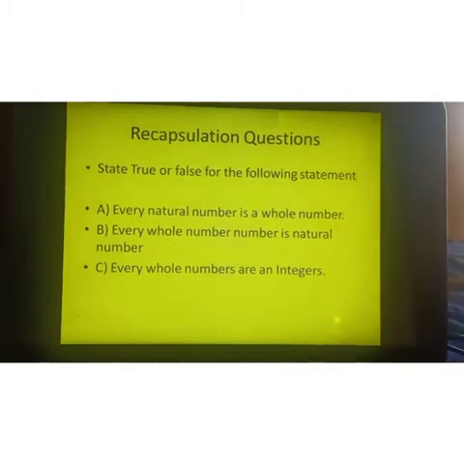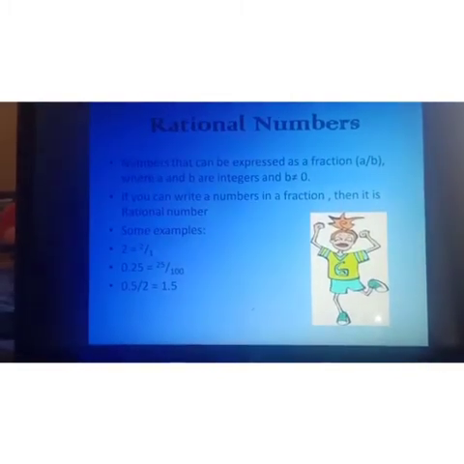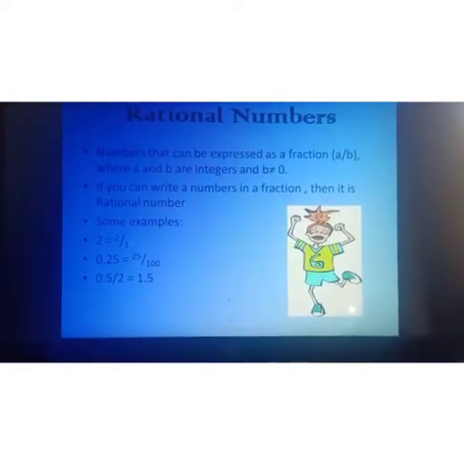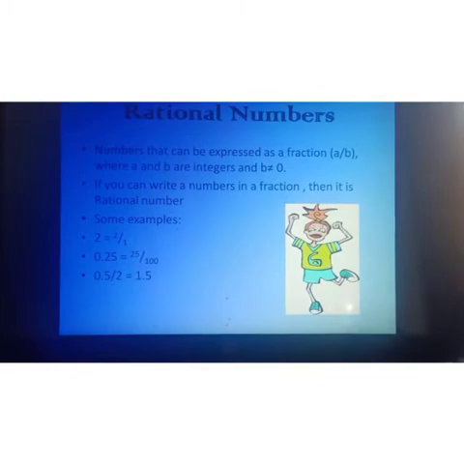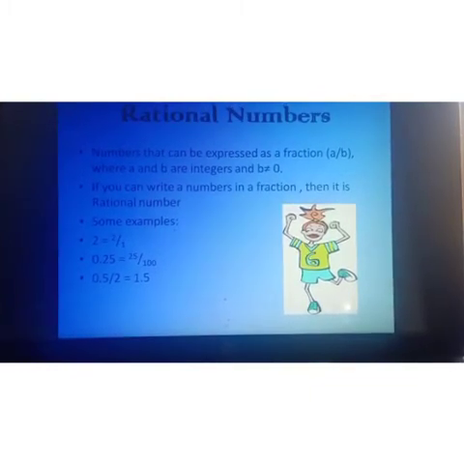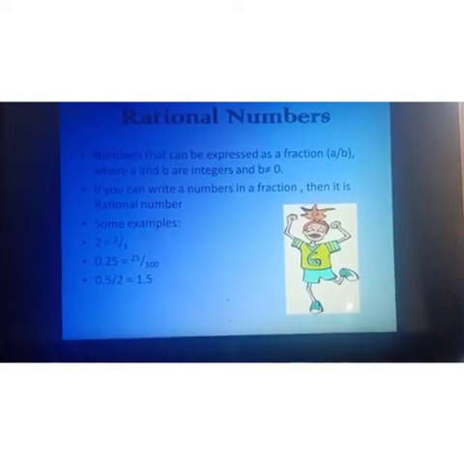So this is the recapitulation questions. Next is rational numbers. Let's talk about the rational number. The numbers which can be written in the fraction a by b form, but b should not be equal to 0. If you write any number in a fraction, then that number is called a rational number, where a is an integer, b is also an integer, but b should not be equal to 0, right?